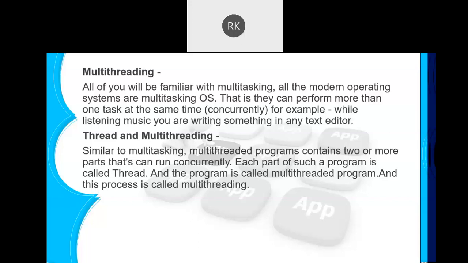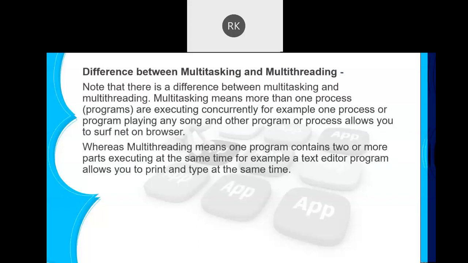In multi-threading we are considering only one program that can have different parts running concurrently. But in multitasking there can be several separate programs running concurrently. I hope now you are getting the difference between multitasking and multi-threading.